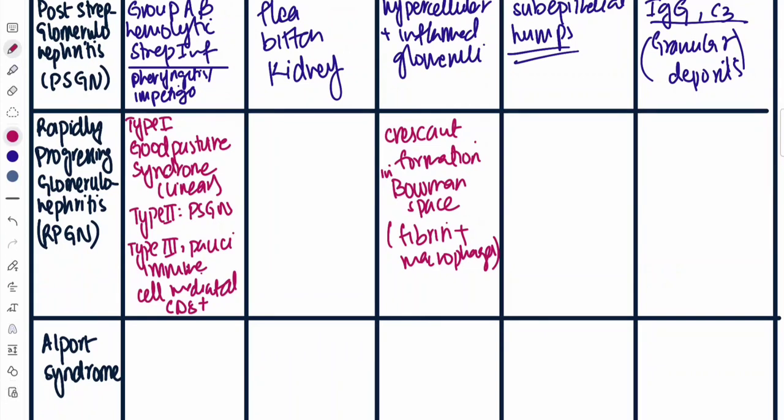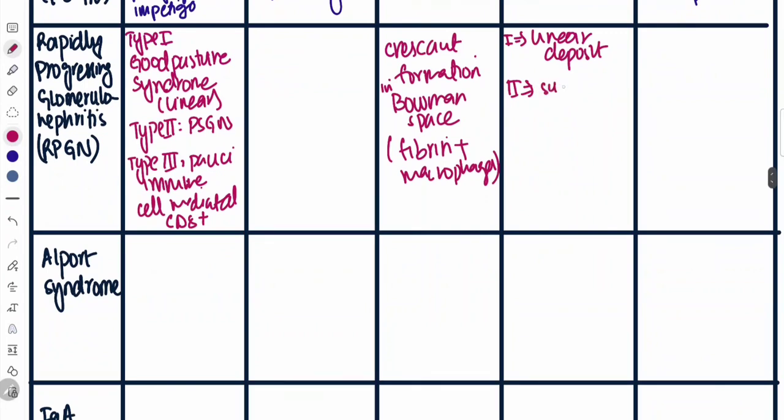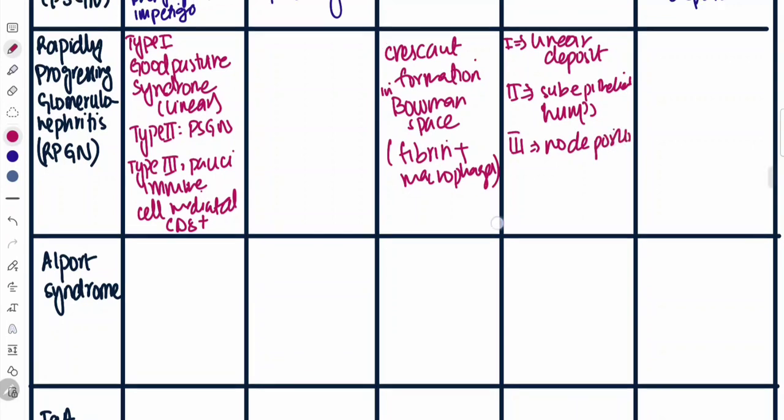What are you gonna find on H&E? Sorry, EM. We did H&E already. What are you gonna find on EM? Type 1 is linear. It is epimembranous, so linear deposits. Type 2 is humpy dumpy, right? Subepithelial humps, because it's the same as PSGN. And type 3 has no deposit, because it is cell mediated, right?